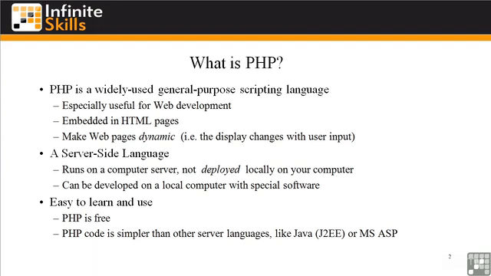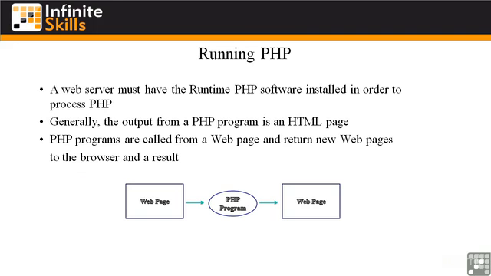Now, you run PHP on a web server, and there's special software, a runtime PHP software, that has to be installed on that server, otherwise PHP will not be processed. PHP, as you're going to find out, is just code that can be inside of an HTML page, may or may not do something that we want to change. Now, generally, the output from a PHP program itself is another HTML page, and you'll see how that works. PHP programs are called from one web page and return brand new web pages to the browser as a result.